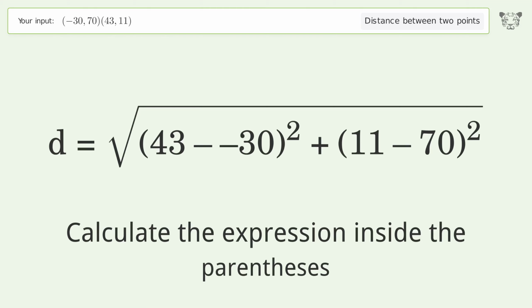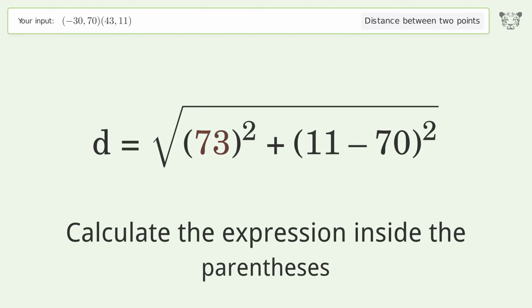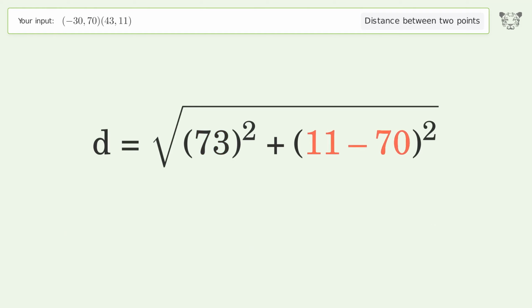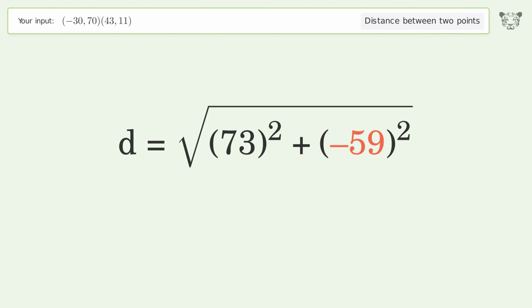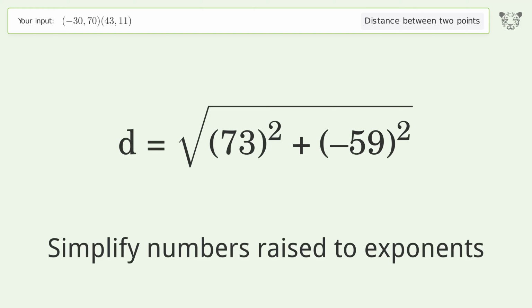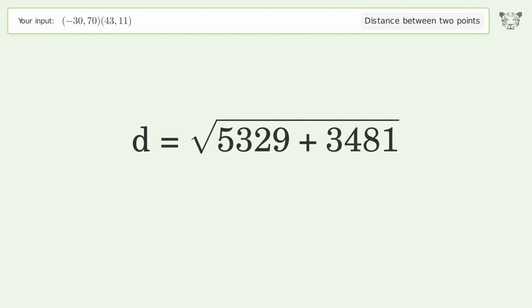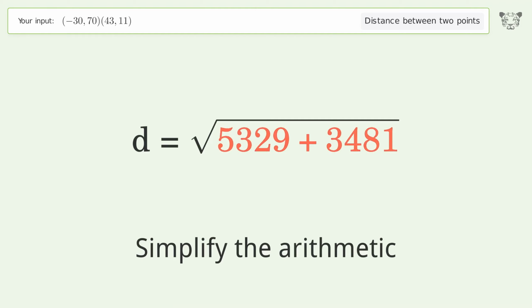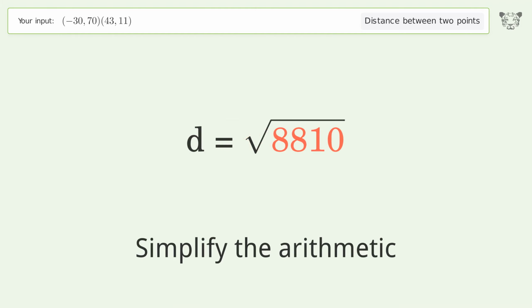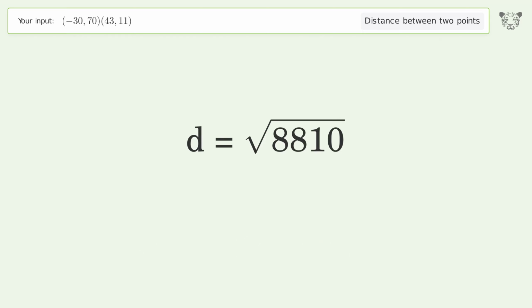Calculate the expression inside the parentheses. Simplify numbers raised to exponents. Simplify the arithmetic. And so the distance between the 2 points is the square root of 8,810, or 93.862.